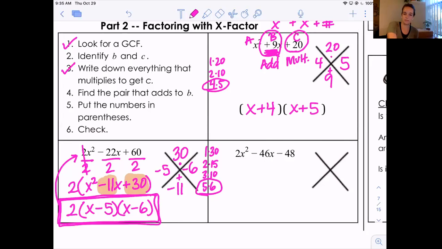All right, let's do another one. First step, we're going to look for a GCF. Is there a number that we can divide out of each of these? Yeah, totally 2. 2 is the biggest number I can take out. If I take out 2, I have x squared minus 46 divided by 2. 4 divided by 2 is 2, and 6 divided by 2 is 3, so 23x, minus 48 divided by 2 is 24.